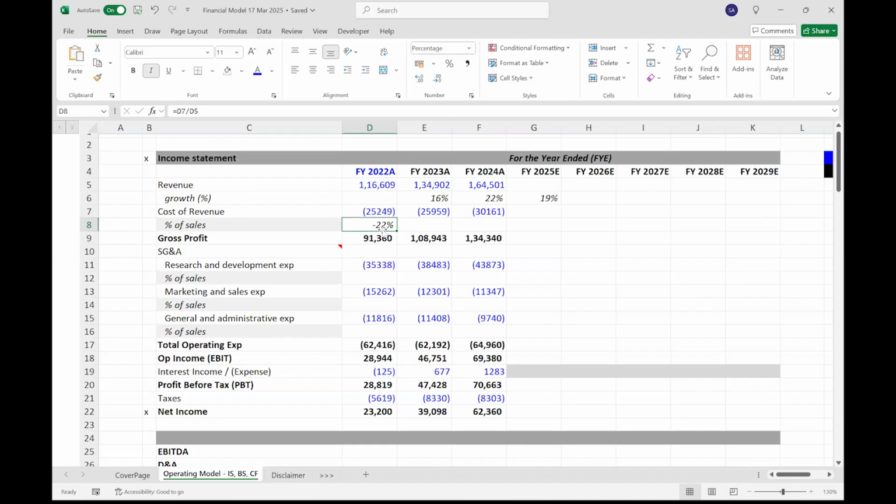By putting this formula, we can say that if the product price is 1,16,609, the product cost itself is 25,000. The remaining is my profit, which is 91,000. You can drag this and see the trend over the last 3 years. So in 22, you had a product cost of 22% of your product price, then 19% and 18%. So you are able to decrease your cost of revenue, which is a very good thing, because in 22 you spent 22%, next year only 19, and then 18%.